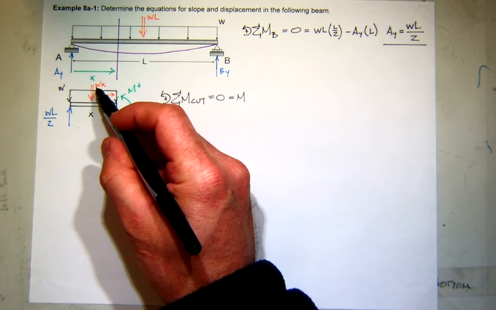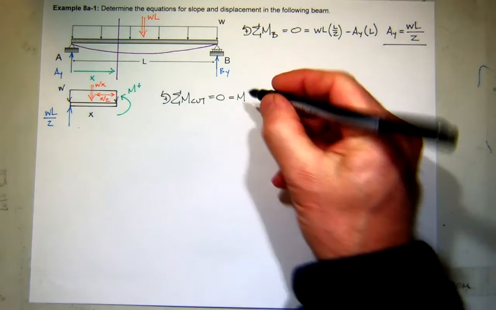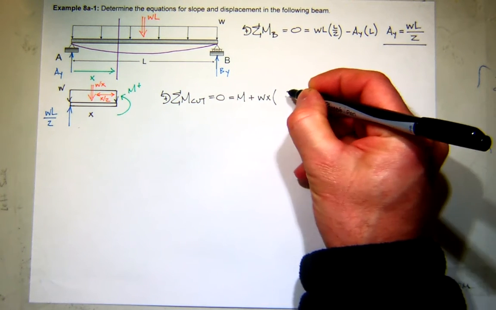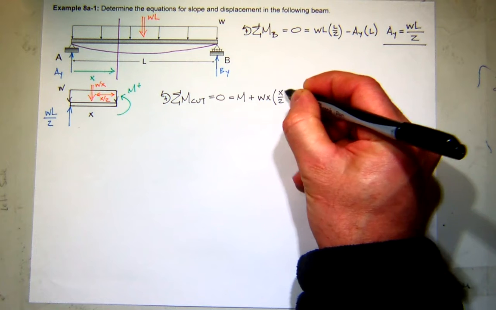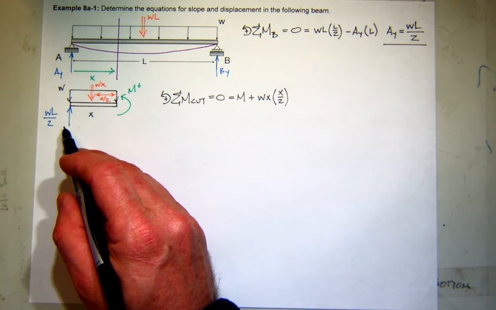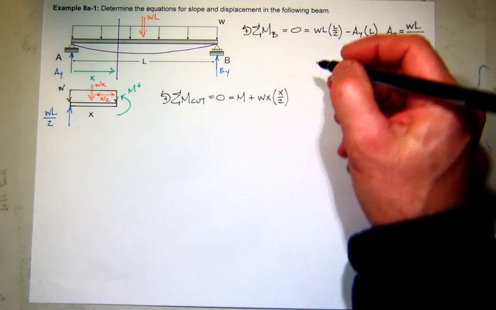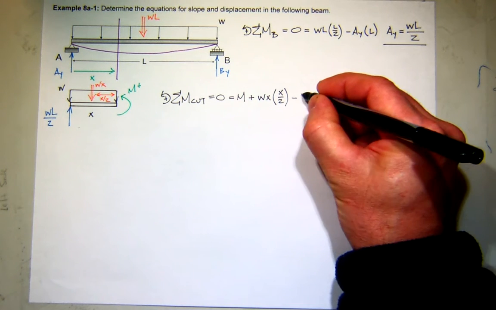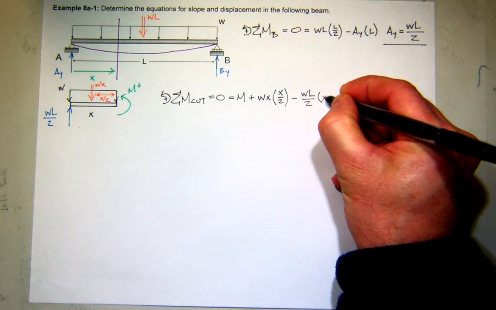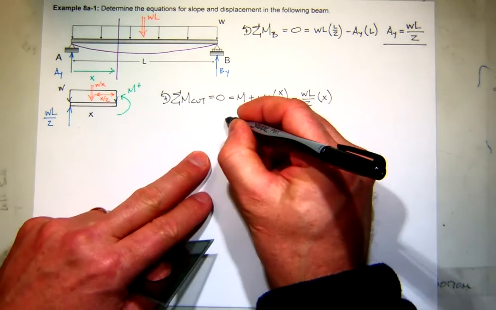This force Wx about the cut, positive or negative moment? Positive. So I've got Wx, and what's the moment arm? X over 2. And then I get over to this force, which is WL over 2. That creates what kind of moment about the cut? Negative. And it has a moment arm of X. So I should be able to write my moment expression.